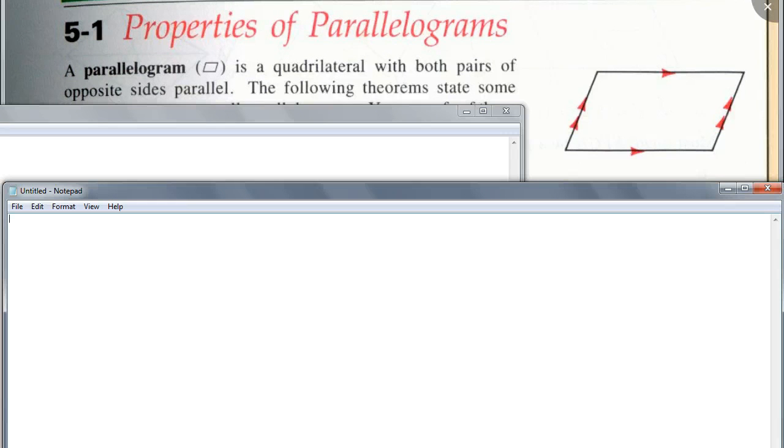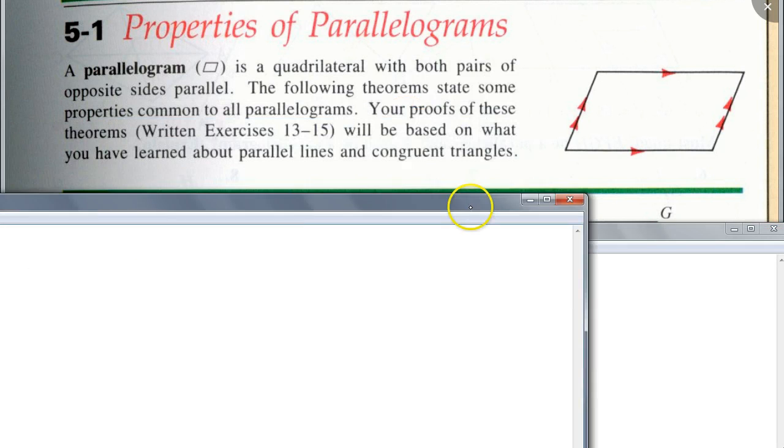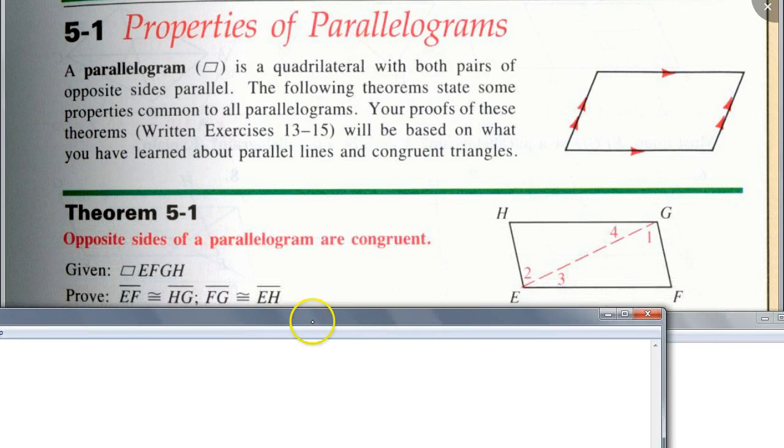does anybody know anything about the opposite sides of a parallelogram? Anybody know anything about the opposite sides of a parallelogram? Not only that they are parallel, there's another thing that you could say about the opposite sides. Andrew? They are congruent is correct, and guess what? That's the theorem. Okay. So here's our next theorem.